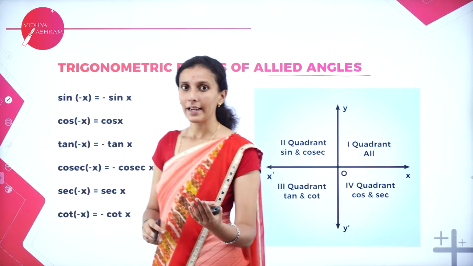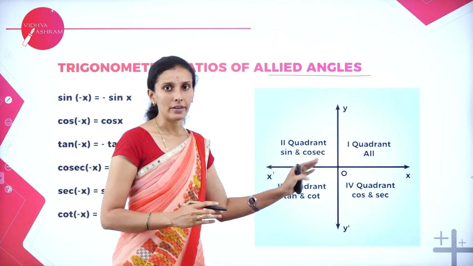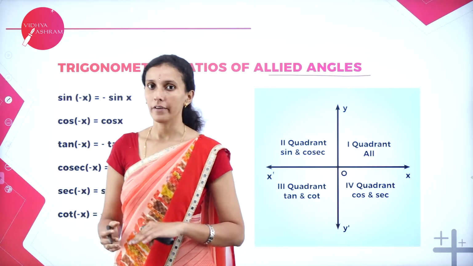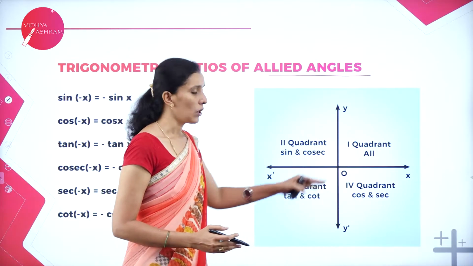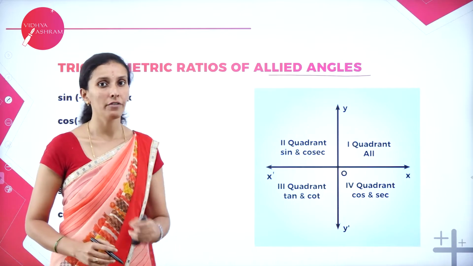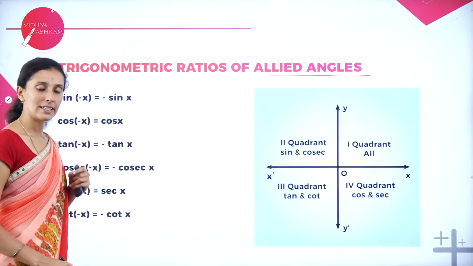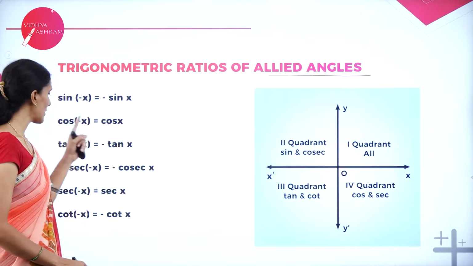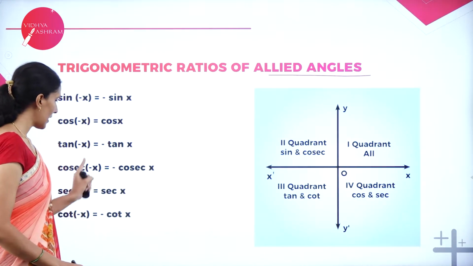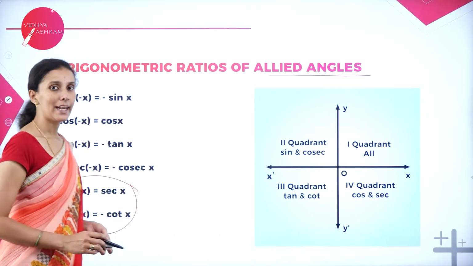What do you mean by allied angle? What happens when you subtract any angle from these quadrants, whether it lies in the first quadrant or second quadrant or third quadrant or fourth quadrant? Based on which of these four quadrants the angle falls in, we will decide the sign of the function. Here you have already seen that sine of negative angle is negative, cos of minus x is cos x, tan of minus x is minus tan x, cosecant of minus x is minus cosecant, secant of minus x is secant, cot of minus x is minus cot. Except these two, all others are negative.